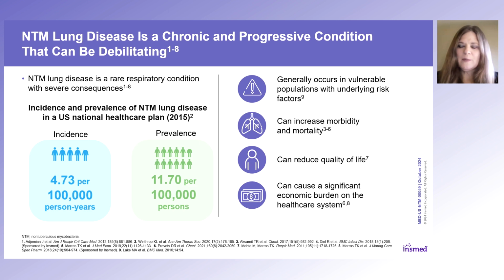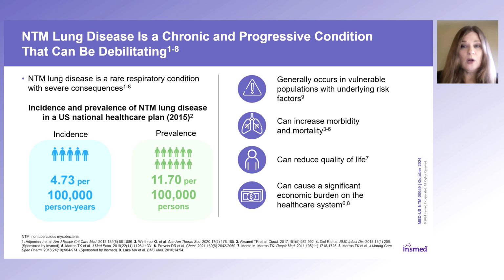Let's start by looking at some epidemiological data and the impact of NTM on various outcomes. Based on data from 2015, the incidence of NTM lung disease is 4.73 per 100,000 person years, and the prevalence is 11.7 per 100,000 persons. These data are a bit outdated, and more recent data indicate that the incidence and prevalence of NTM lung disease are on the rise.